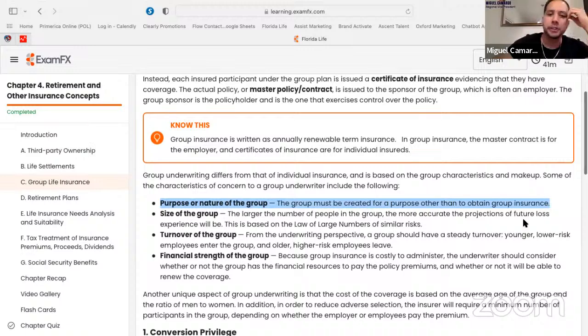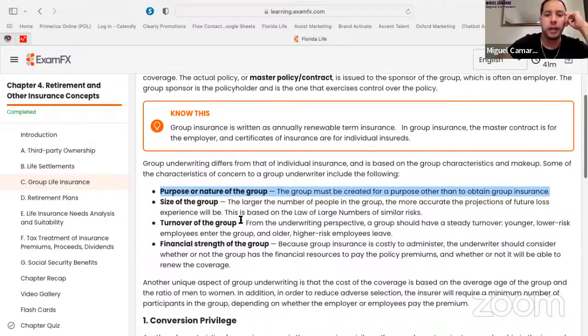Insurance companies actually want a high turnover. And what that means is, from an underwriting perspective, they want a group of steady turnover. So younger, lower risk people are coming in and the older people leaving. It's crazy when you hear that. Literally black and white. They're telling us right there how they think.